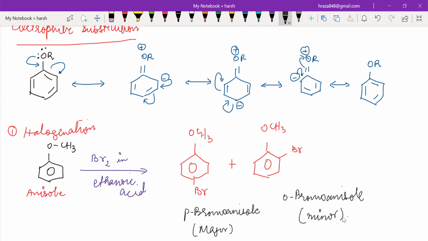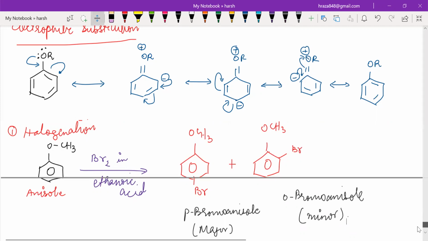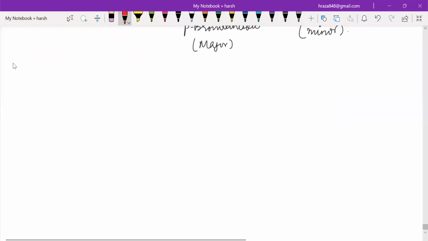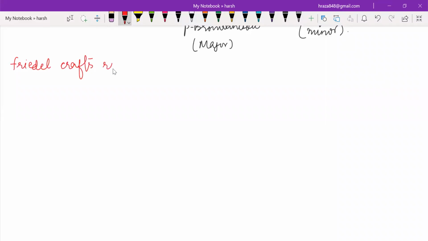Done, sir. Very good. Now, after halogenation, we are going to take another electrophilic substitution reaction, that is Friedel-Crafts reaction. We already know that this is of two types, alkylation and acylation. This is Friedel-Crafts reaction at ortho and para positions.